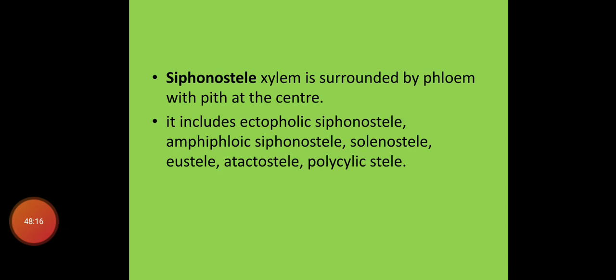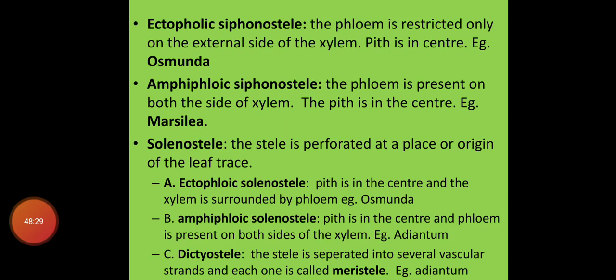Once again I repeat: siphonostele, xylem is surrounded by phloem, and the center pith is present. They may be further classified into ectophloic siphonostele, amphiphloic siphonostele, solenostele, eustele, atactostele, and polycyclic stele. Ectophloic siphonostele is nothing but phloem restricted only to the external side of the xylem, with pith in the center. Example, Osmunda. Then amphiphloic siphonostele: the phloem is present on both sides of the xylem, pith in the center. Example, Marsilea. Then solenostele: the stele is perforated at the place of origin of a leaf trace.